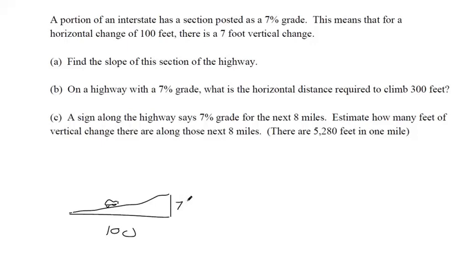We're supposed to find the slope of this section of highway. Slope is just the change in y over the change in x, the rise divided by the run. We rise 7 feet, divide by the run of 100 feet. That's it. That's the slope.